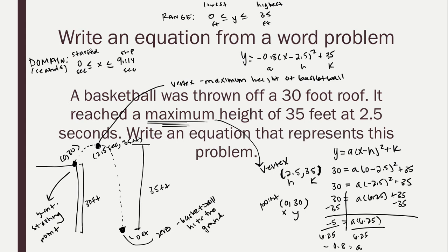Domain is that my ball started at 0 seconds and stopped at 9.114 seconds. My range, my lowest point the ball was at was 0 feet. The highest point was 35 feet. Okay. My y-intercept is the starting point of the ball, maximum height is the vertex, and the ball stopped at 0 feet at 9.114 seconds. Okay. So that zero was 9.114. So all of this you need to be able to interpret and go from vertex form to standard form.